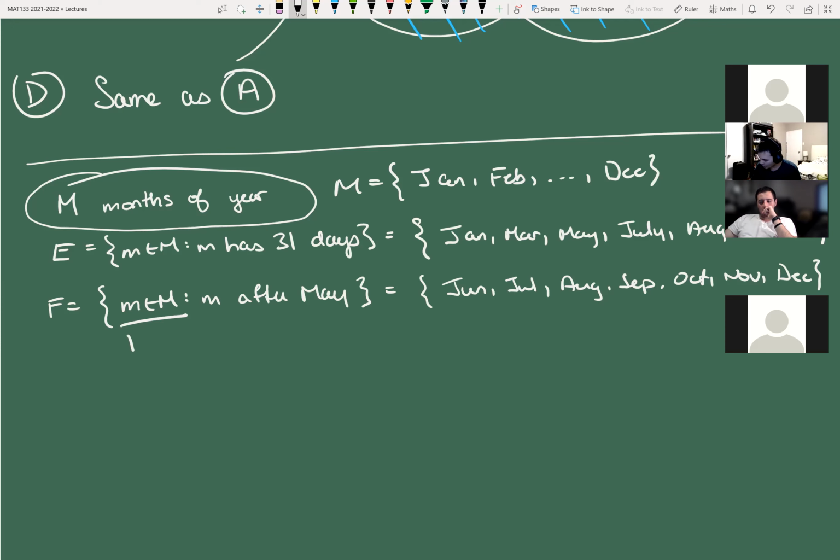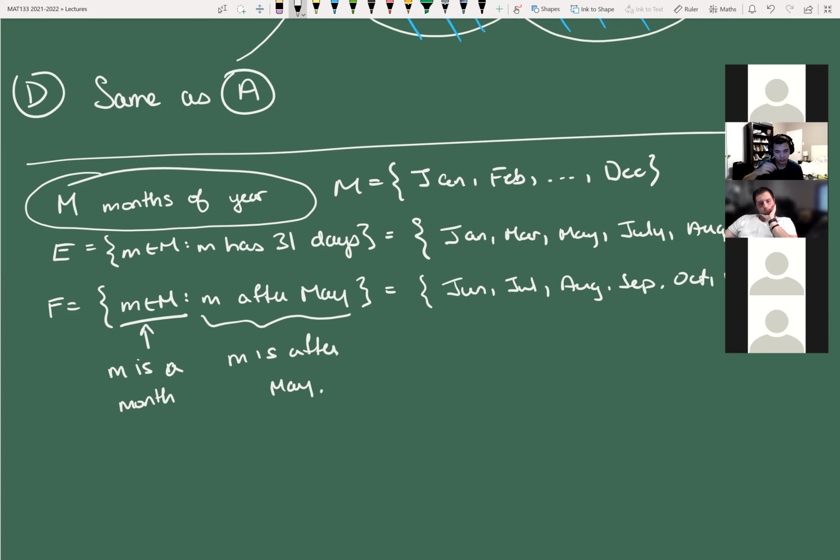It's just a dummy variable so that I can refer to it later. So this says m has to be a month, right? So this says m is a month because big M is the collection of all months in the year. And then it has to also satisfy this property. So m is a month and m is after May. Right? So it just allows me to give a name to what I'm trying to reference, right? It just gives me a dummy variable that I can use to describe the things in this set. Does that make sense?